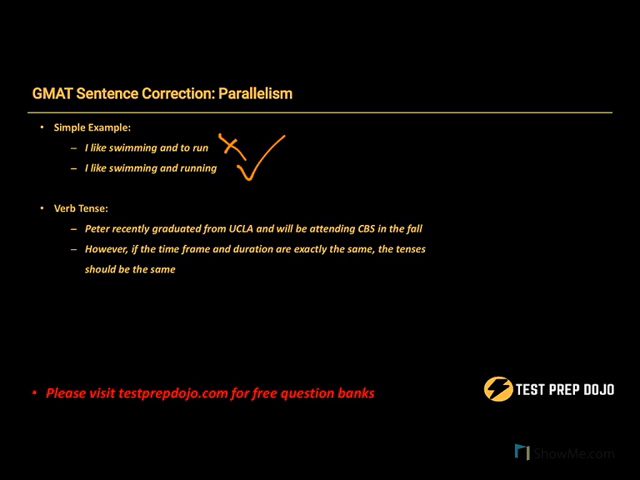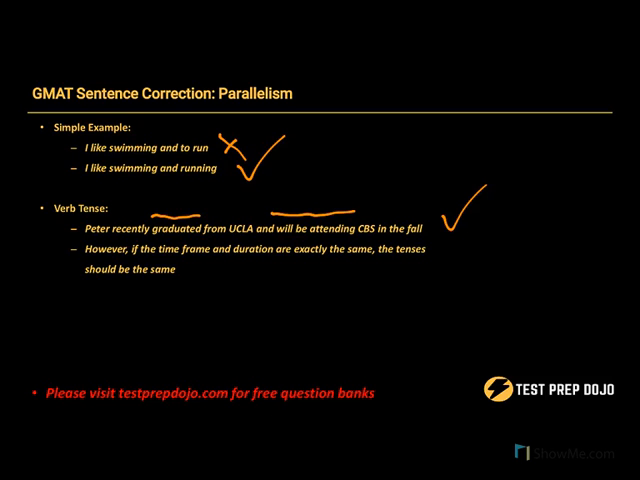So my point is, you cannot just say, okay, if there's a verb in one of the clauses, then it must be in the same tense as the verb in the other to be parallel. That would be wrong, because in many instances there's a meaning which involves different tenses. So here's an example. Peter recently graduated from UCLA and will be attending CBS in the fall. So graduated and will be attending are not the same tense, obviously, but is this sentence correctly in parallel?